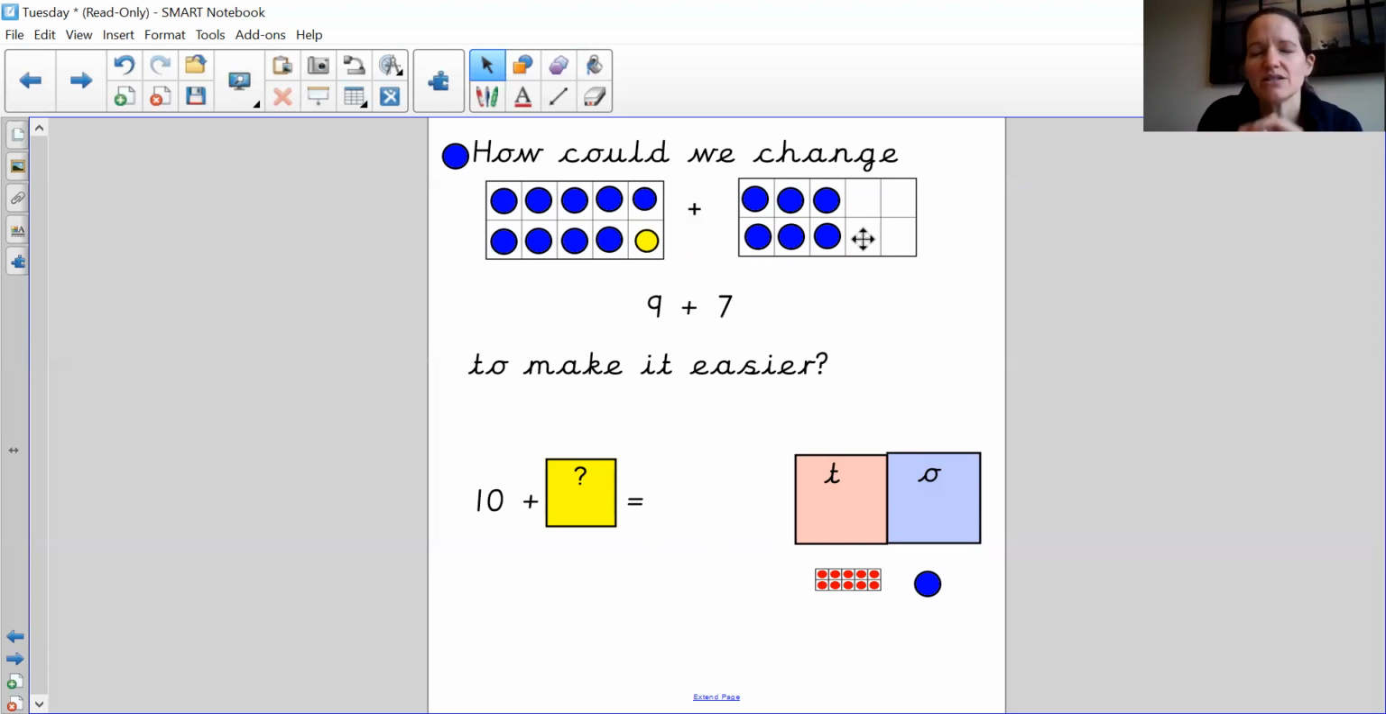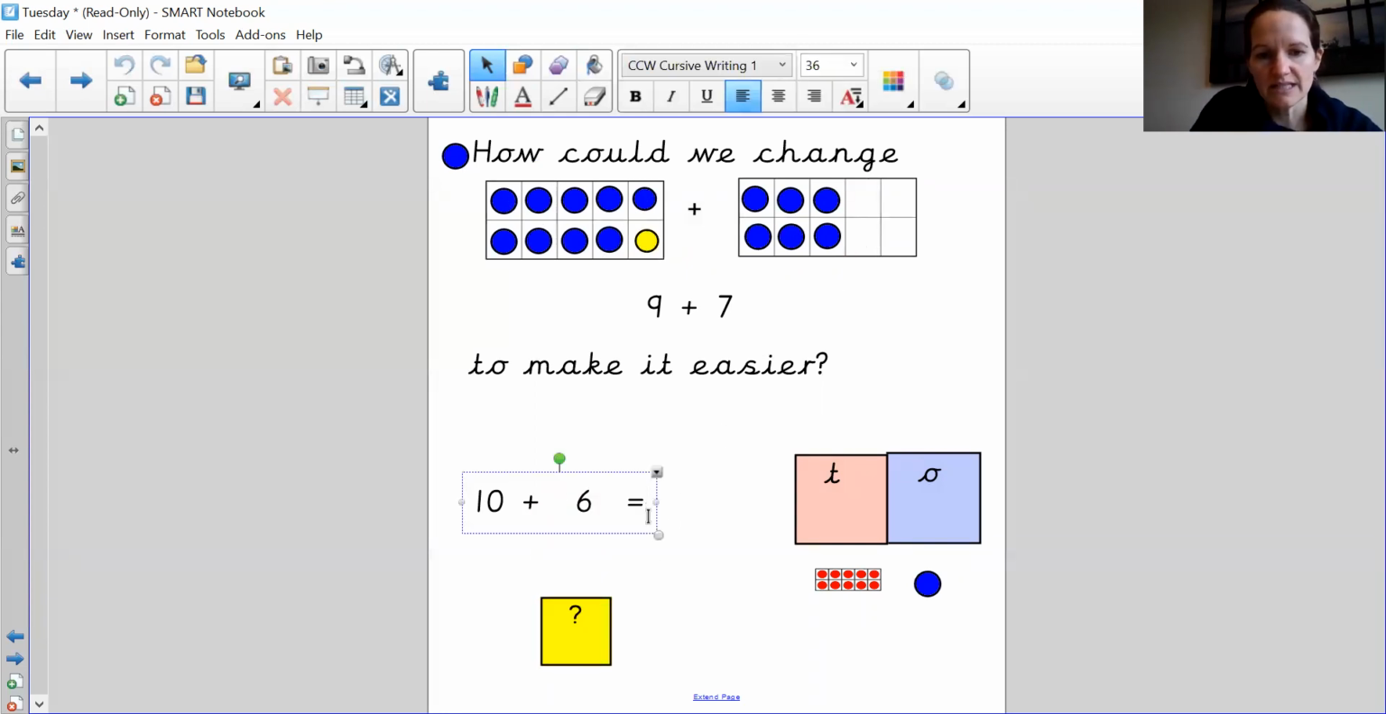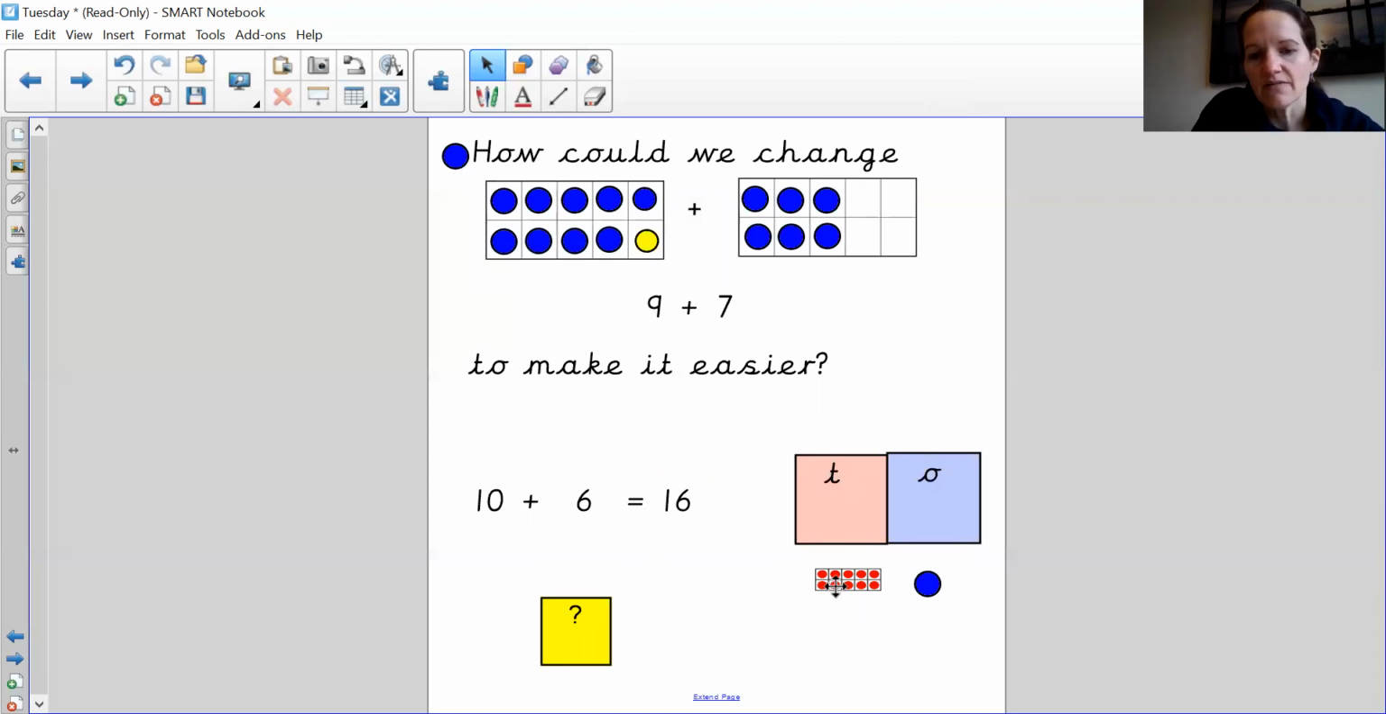That's easier for me to do. 10 plus 6, I know 10 plus 6 is 16. So I know that 10 plus 6 is 16. I've got one group of 10, and then I've got 6 ones. So that then makes 16.